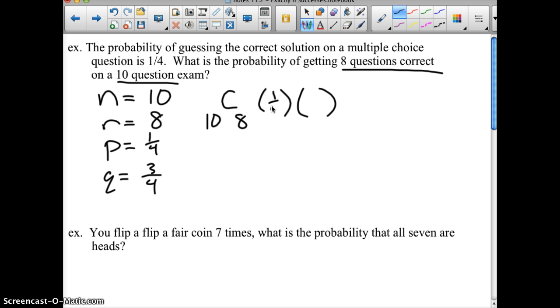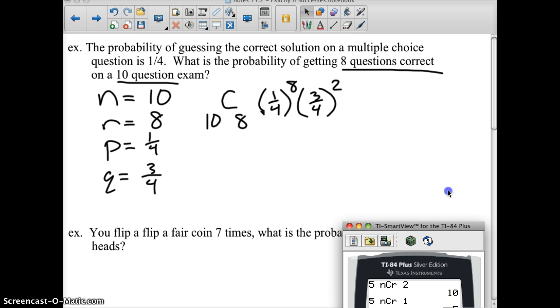So the probability I succeed is 1/4. And the way I like to think of this is, how many times do I want to succeed? I want to succeed exactly 8 times. So I'm going to have 1/4 8 times. All right? And I only want to fail twice. So the probability of failure here is 2. There we go. All right, so what we need now is to evaluate 10C8, 1/4 to the 8, and 3/4 squared.